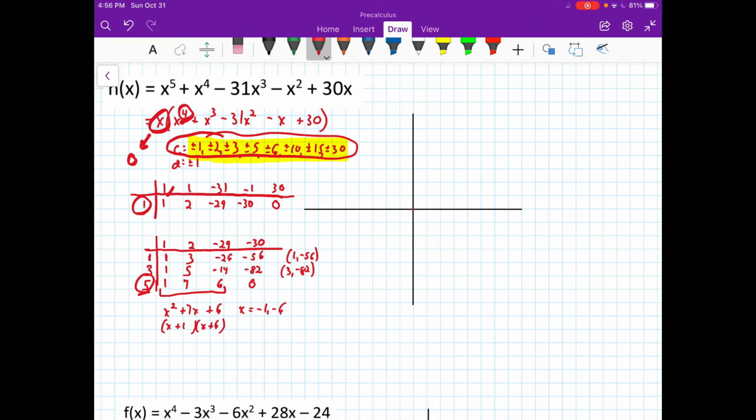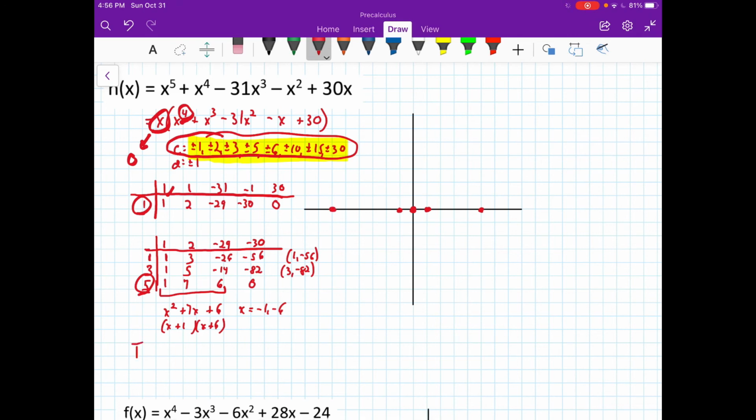Let's go and graph these points. We have 0, 1, 5, -1, and -6.